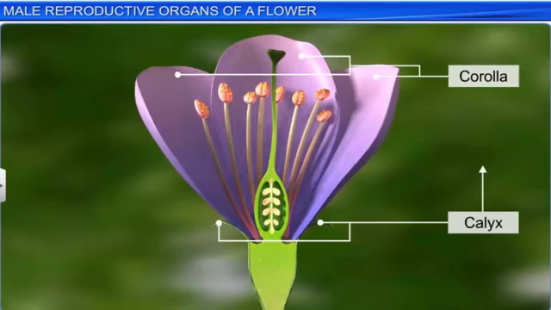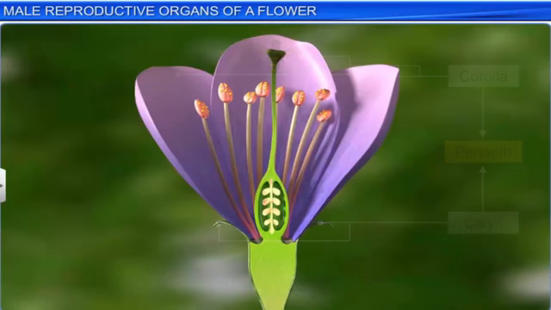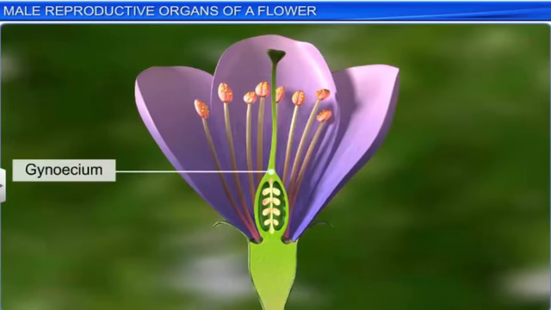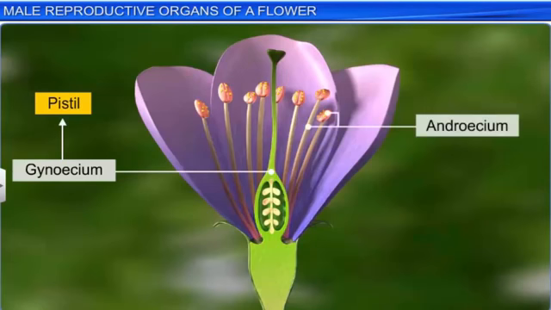The calyx and corolla, referred to as the perianth, are bright and colorful to attract insect pollinators. The gynoecium, on the other hand, which consists of one or many carpels or pistils, represents the female reproductive part, whereas the androecium, which consists of a whorl of stamens, is the male reproductive part of the flower.